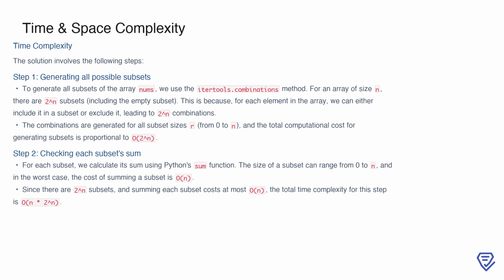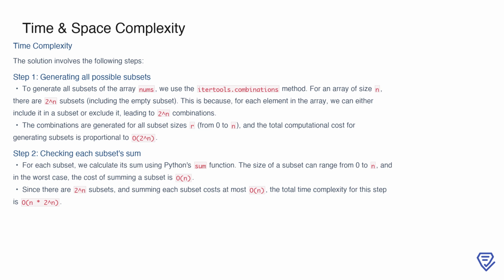Here, we are analyzing the time complexity of the solution. The first step is generating all possible subsets of the array nums. Using the itertools.combinations method, we can generate subsets for all sizes r, ranging from 0 to n. For an array of size n, there are 2^n possible subsets because each element can either be included or excluded from a subset. This leads to 2^n combinations in total. Now, the computational cost of generating these subsets is proportional to 2 to the power of n.